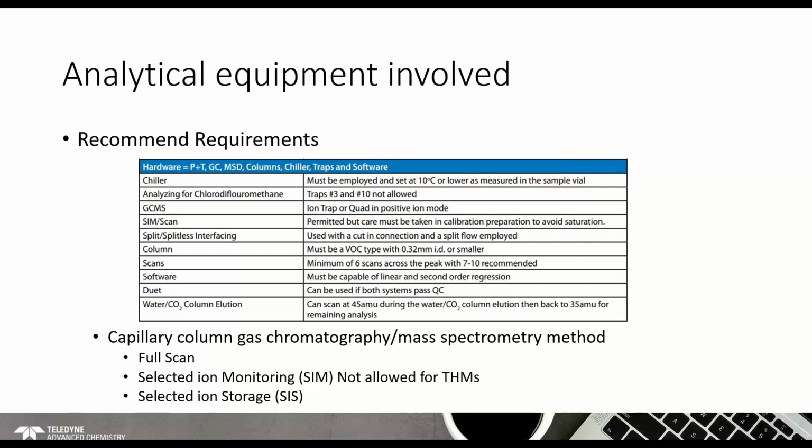When analyzing chlorodifluoromethane, trap 3 and trap 10 cannot be used due to trapping efficiency. It simply does not have the sorbent to hold.